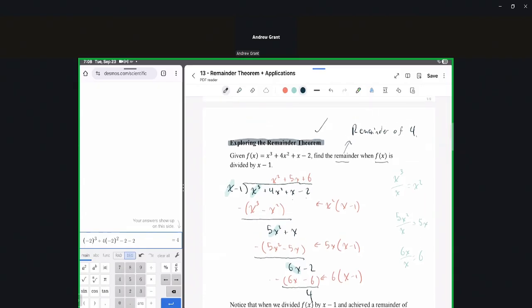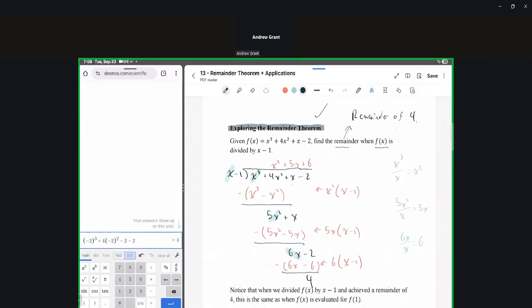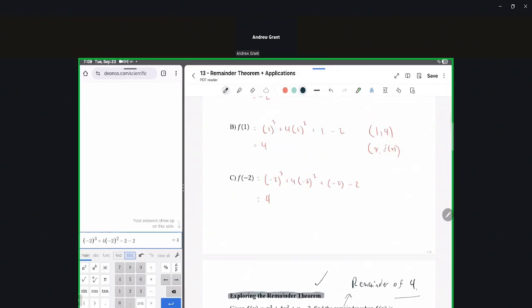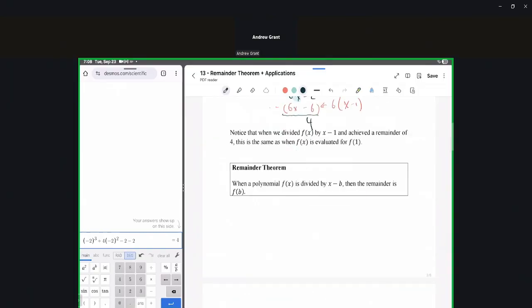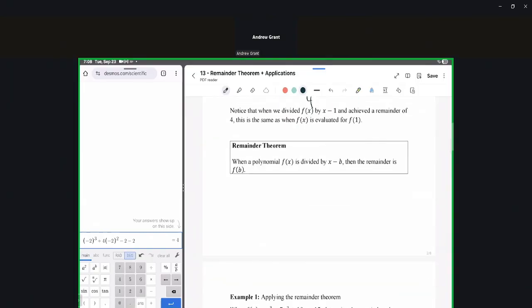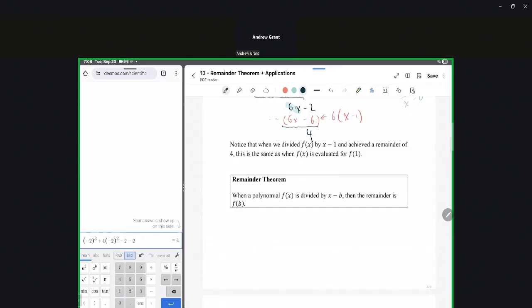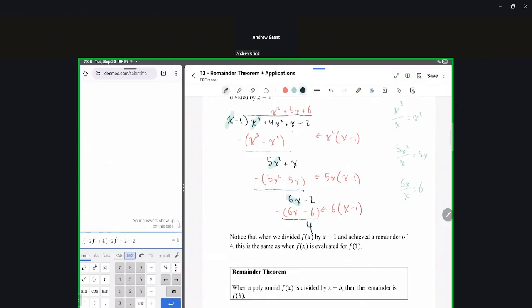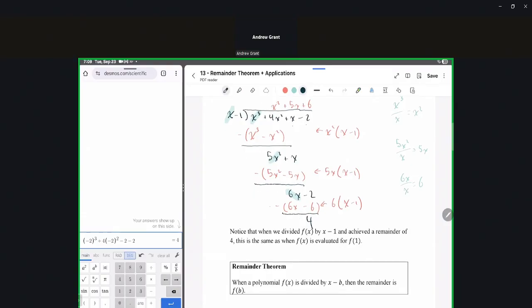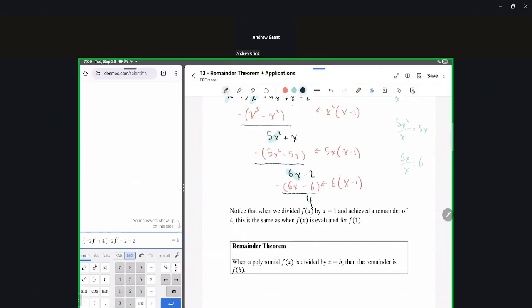Okay, so why did we do that? Well, if you notice here, we got a remainder of 4. But above here, we found that f of 1 happened to be 4. Now, the next question you might be asking is, is that a coincidence? No, that's actually intentional. In fact, that's always true. So note that when we divided f of x, I mean this cubic function, by x minus 1 and achieved a remainder of 4, this is the same as when f of x is evaluated for f of 1. And so this leads to what we call the remainder theorem.